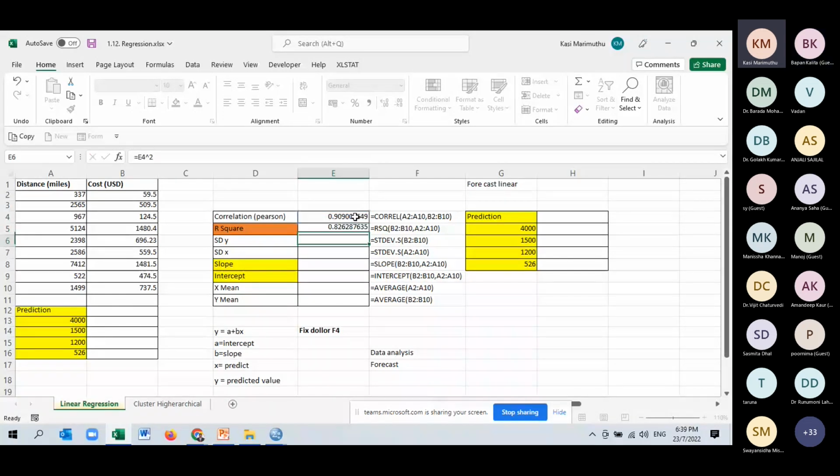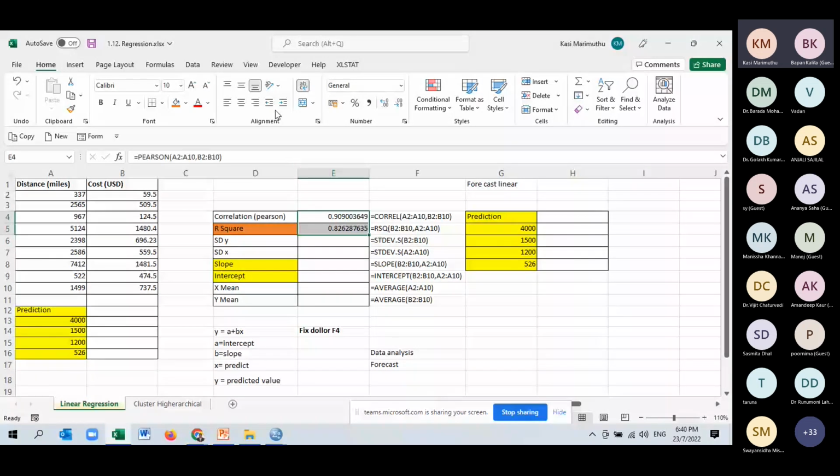Please tell me, have you all got the R square value? Have you got the R square value? Please tell me. Yes or no? No one responding.